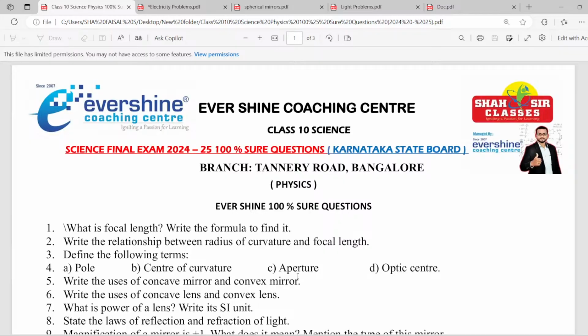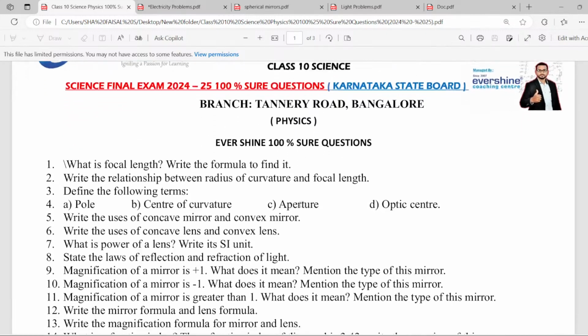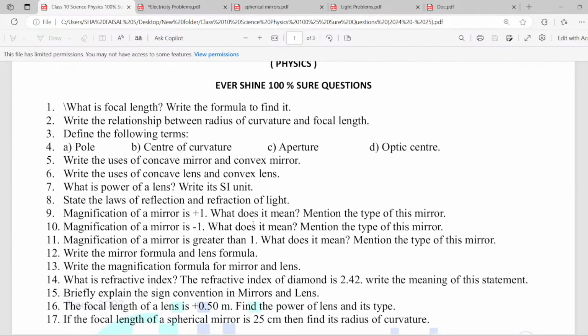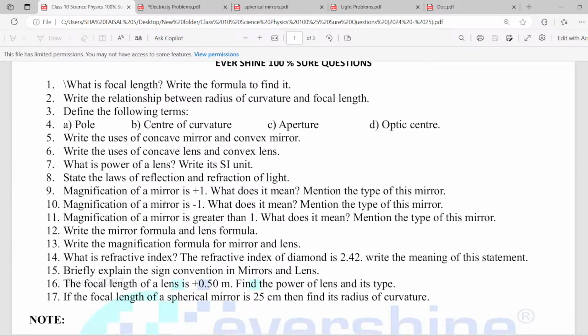So, this is Evershine Coaching Center, which is in Bangalore, Tannery Road branch. Here we are going to discuss the physics part, especially Evershine 100% sure questions. As you can see, these are the questions from the chapter light. What is focal length? Write the formula. What is the relationship between radius of curvature and focal length? Define the following terms: pole, center of curvature, aperture, optic center. Radius of curvature also sometimes they can add. What is radius of curvature, or what is focal length, or what is principal focus also. So define the following terms.